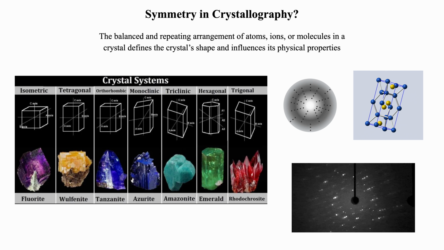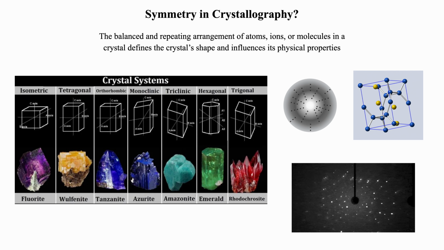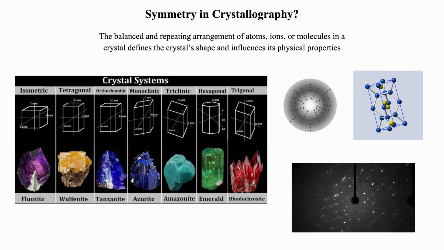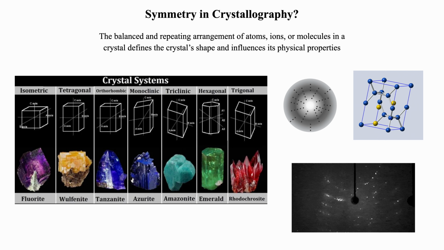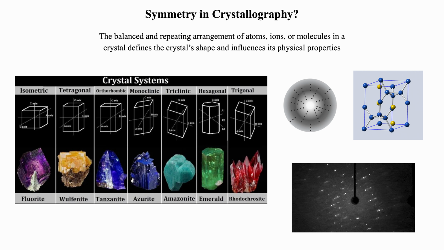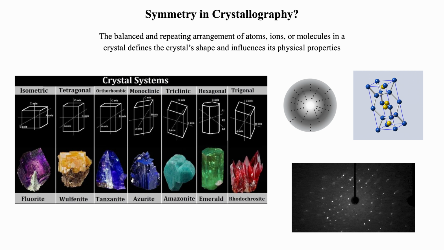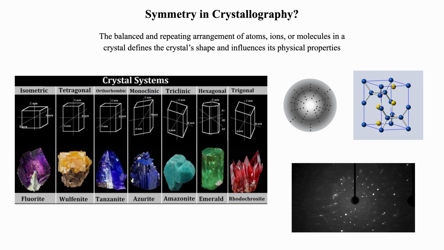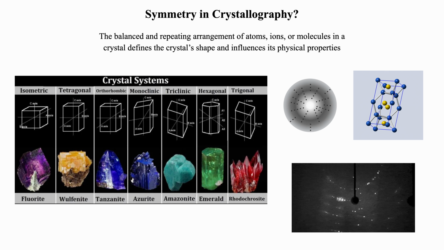Symmetry in crystallography is central to understanding crystal structures. It refers to a crystal's balanced and repeating arrangement of atoms, ions, or molecules. The arrangement is not just about aesthetics, it defines the crystal's shape and plays a significant role in its physical properties, such as optical behavior, conductivity, and even stability.